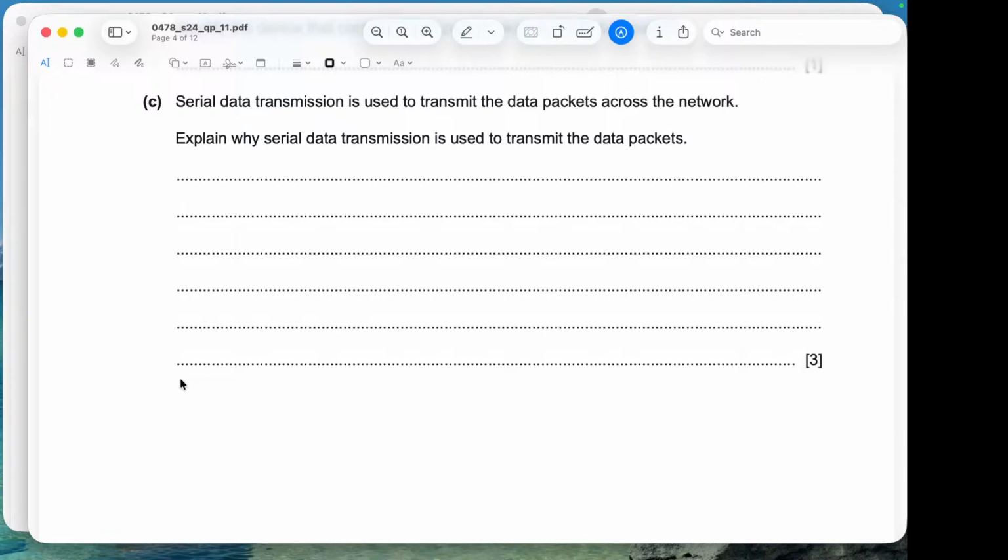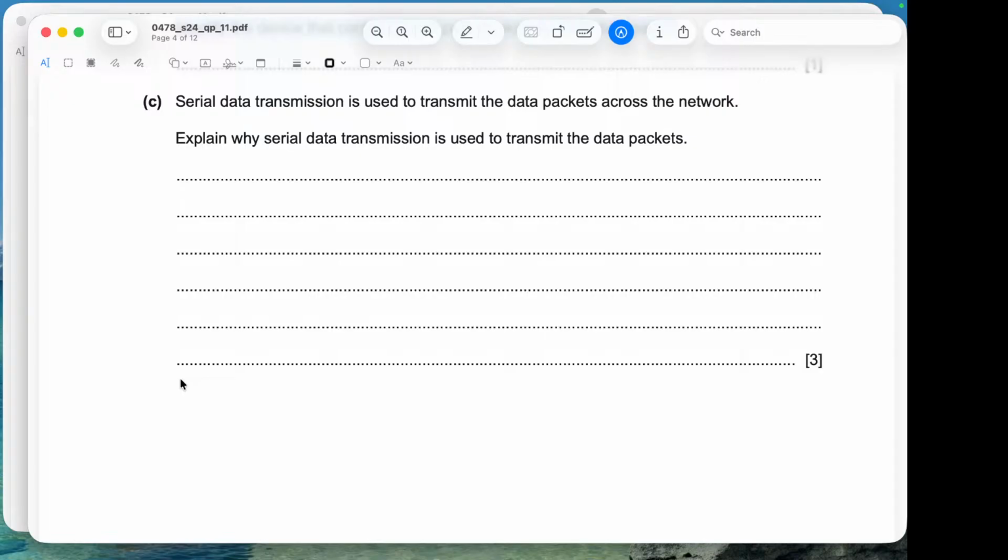Yeah, so someone said because serial can go for long distances, that's correct. It's cheap. So I would say, why is that? Why is it cheap? Always explain why that is. Basically, because it's using one wire instead of many. And it's less likely to get interfered with. Yes, so that is correct. The cheap one is not in the mark scheme.